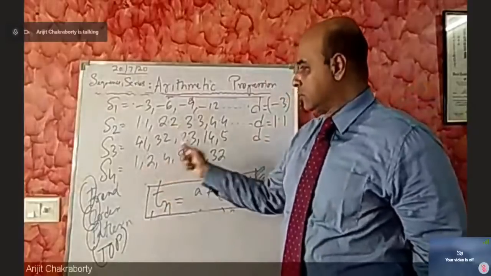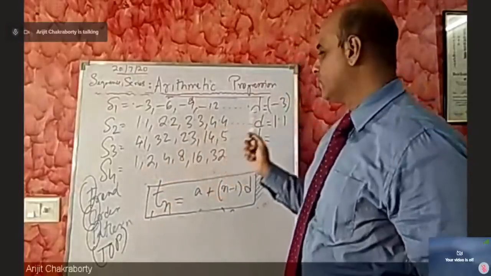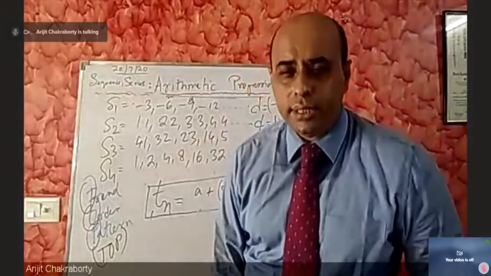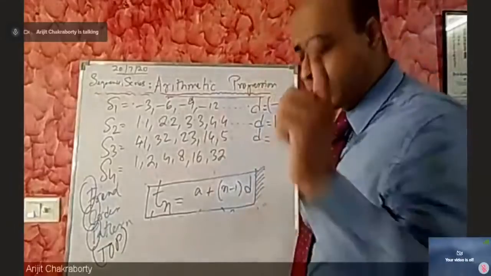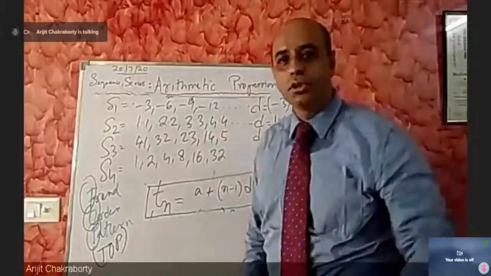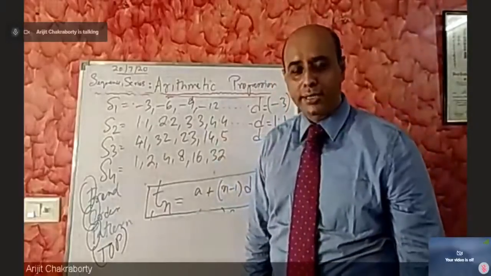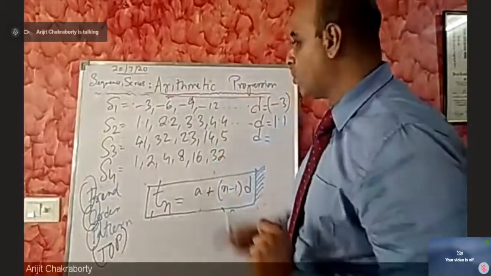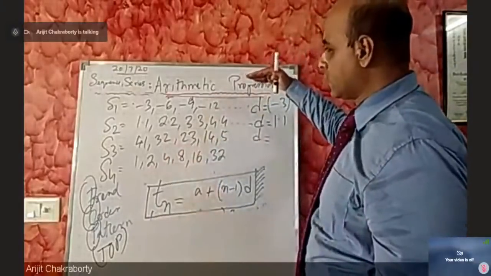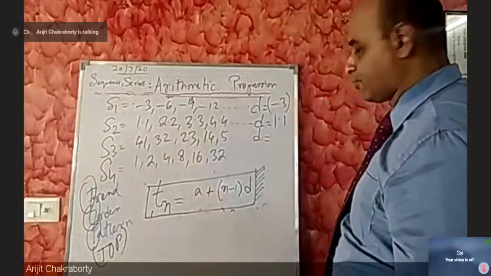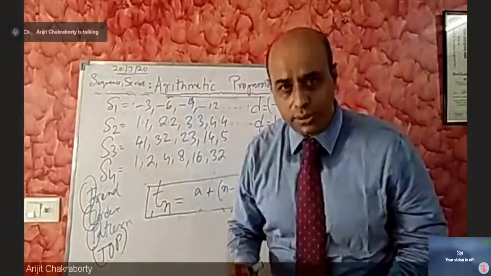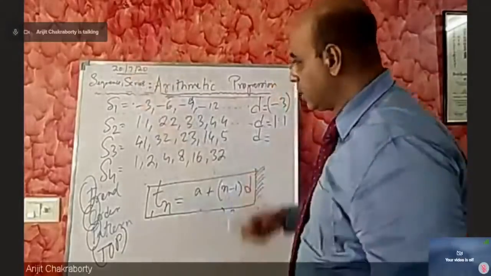Okay. Now let us see the third one, S3. 41, 32, 23, 14, 5. Is it a sequence? Let me see. Yeah, it looks like a sequence. There is a top, T-O-P, top. Okay? There's a trend. There's an order. There's a pattern. Why? Because it's going down again. 41, okay, then 32, then 23, then 14, then 5. There is a distinct order. There is a direction. It's coming down. Okay. Oh, it's a sequence.